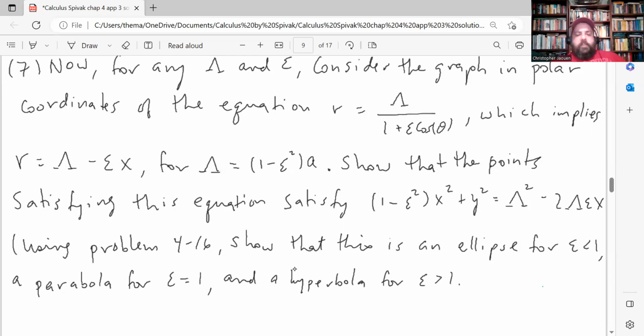And then he says using problem 416, which is one of the problems I don't think I did in the video for the exercise set for chapter 4. What he talks about in 416 is just the general form for the equation of a conic section, which I'll write here in case you don't remember that.